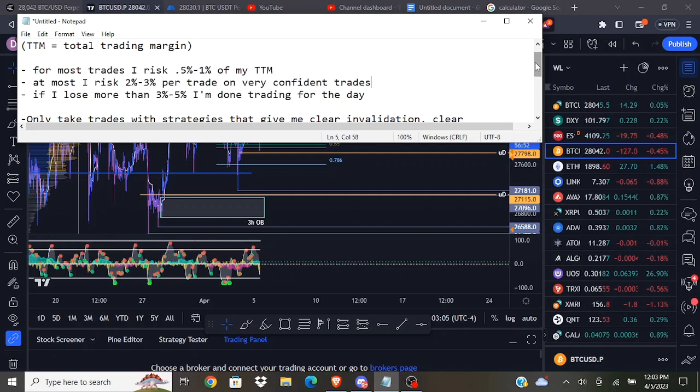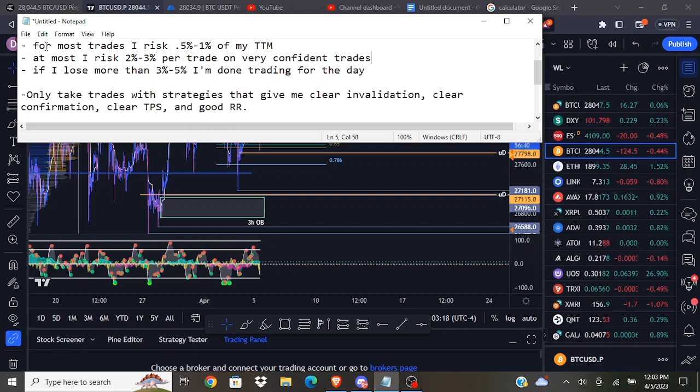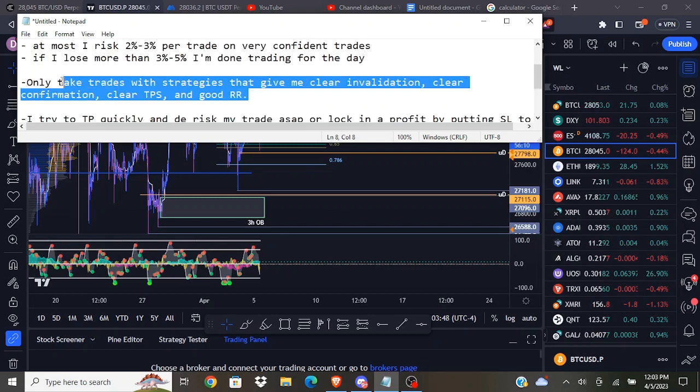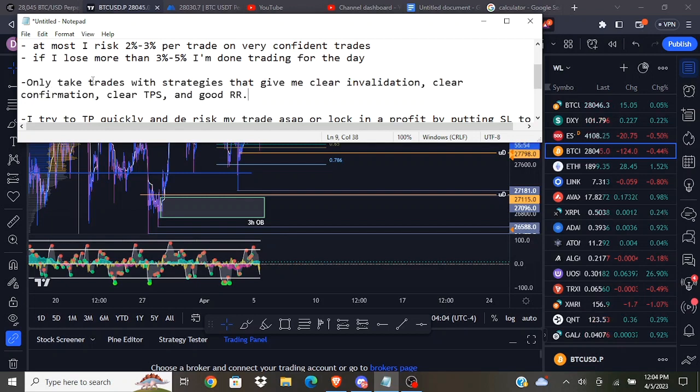Now, to add on to that, I would say that just following these risk management rules is not enough. You can risk 0.5 to 1% on every trade and still take 10 bad trades in a row and lose like 5% to 10% on your total trading balance. So to go along with those risk management rules, I follow strict rules when it comes to the types of trades I take, the strategies that I use, and to put it simply, it means that I only take trades with strategies that give me clear invalidations.